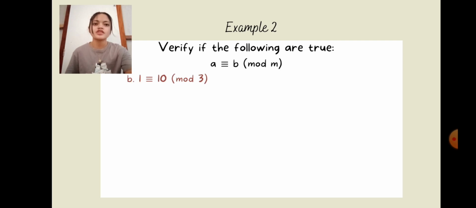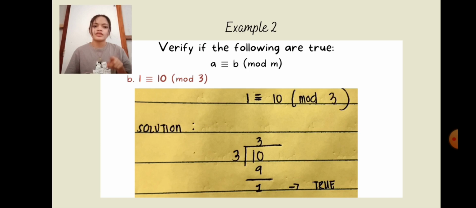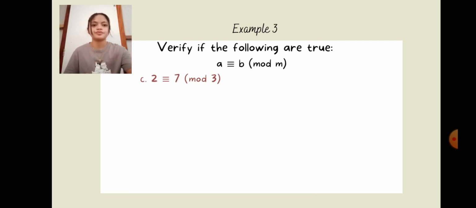So the answer is true. Another example. Is 1 congruent to 10 mod 3? Let's see the solution. We have 10 divided by 3. 3 is the quotient, then we have the remainder 1. As we can see, 1 is congruent to 10 mod 3. So this equation is true.